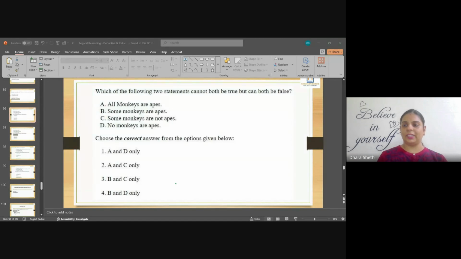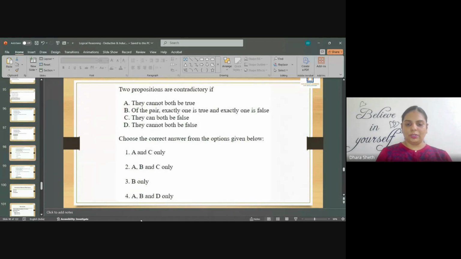A and E. Both cannot be true together. One has to be false, but both can be false. That's a possibility. So that is why your answer is 1. All monkeys are apes and no monkeys are apes. They both cannot be true, but both can be false.